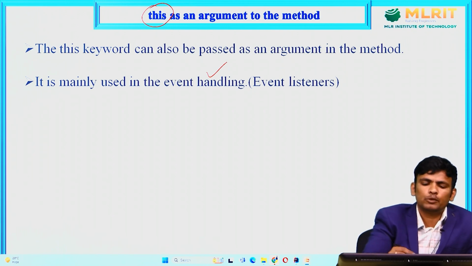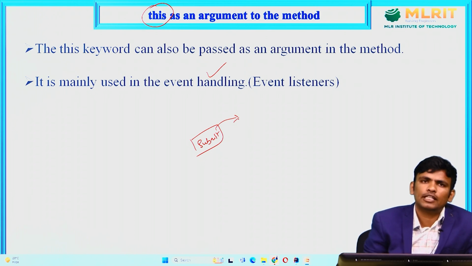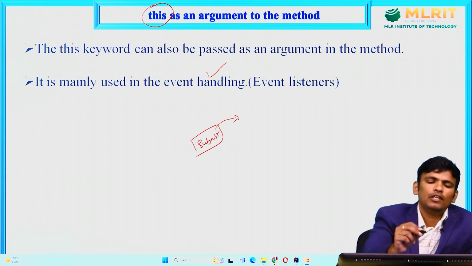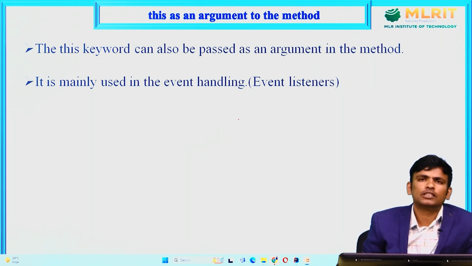Like suppose if you want to write a listener to a button. Assume I have a submit button. For the submit button we need to write the listeners, meaning the button should listen to every action. So if you want to write a listener to the button, here in event handling we will use this one. This keyword we will pass to event handling.